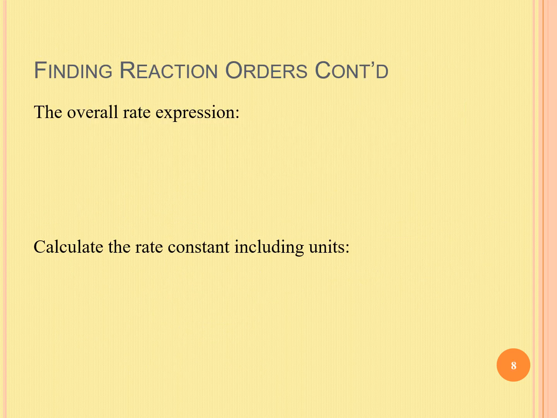Continuing on with this problem, it asks us to calculate the overall rate expression. So what they want is rate equal to k times A, and we found that A was raised to the first power because it was first order, times B, and we found that it was second order. That is all that they're asking for in that part.